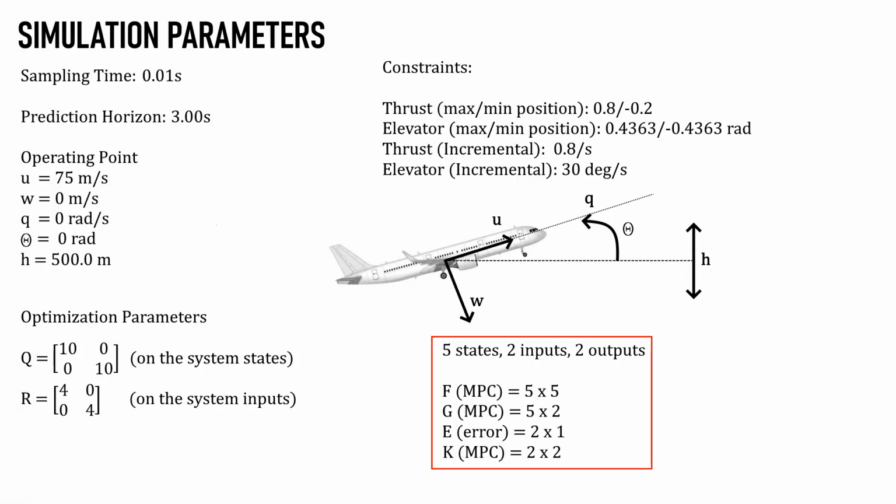This simulation will take you step by step through how MPC is done. So you have 5 states, 2 inputs, 2 outputs. Your F, G, E, and K matrices will be of that size as follows. I do recommend you go skim the paper at least once before you watch this further, because you will understand the video a lot better. So let's begin.